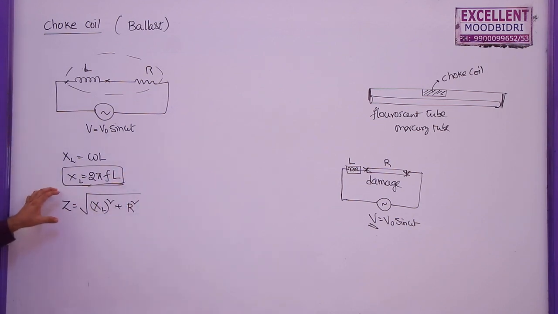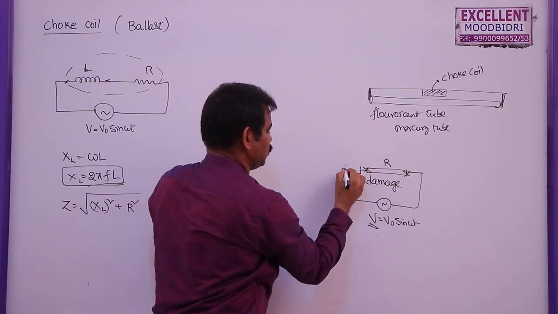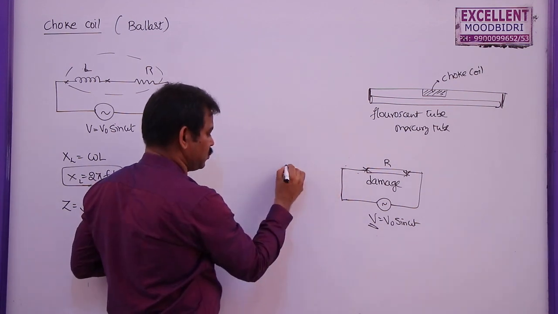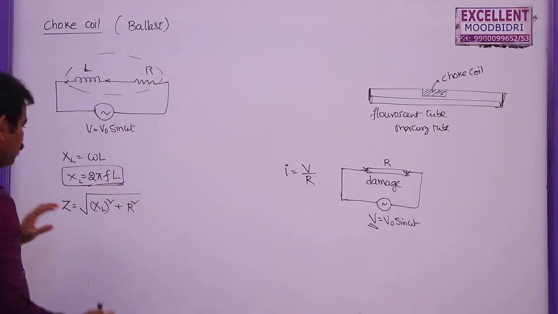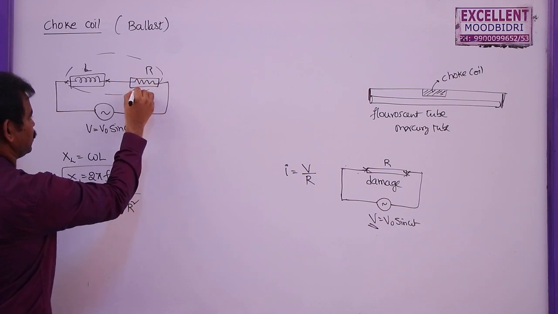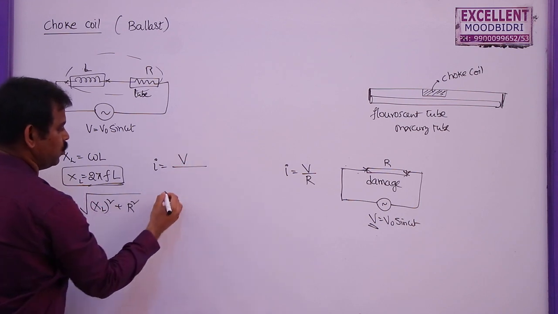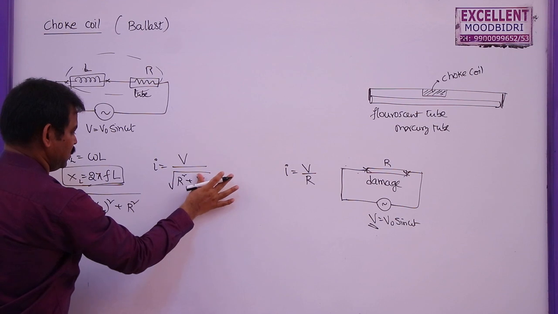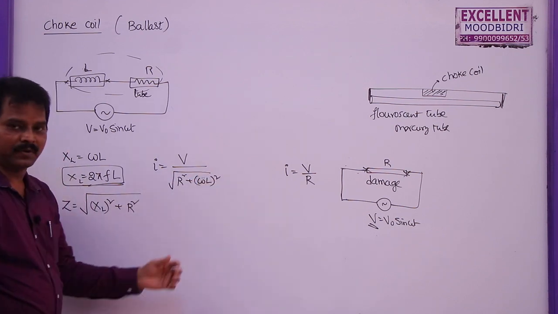In this case, without the choke coil, if you connect the bulb to the circuit, the current I is equal to V by R only. But with the choke coil, what is the current through this? The same voltage divided by root over R square plus XL, where XL is nothing but omega L, the self-inductance of the choke coil.